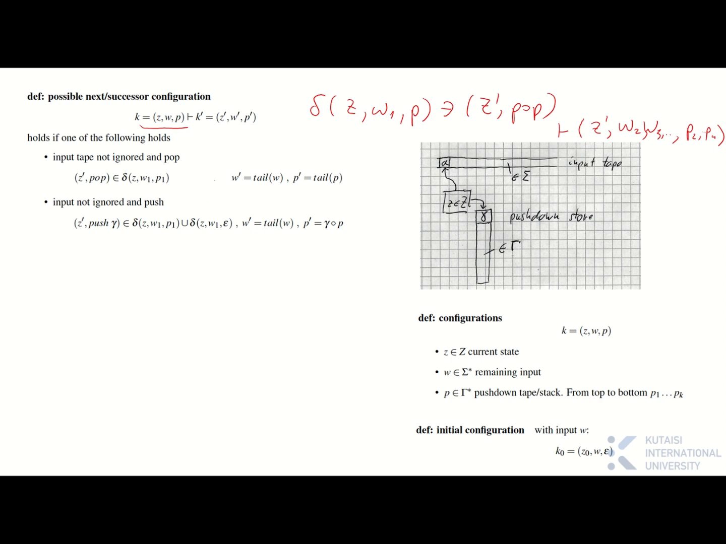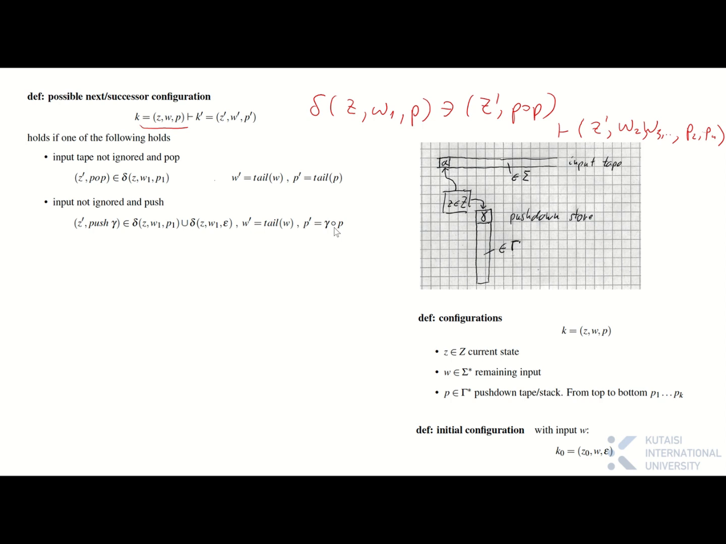Now, what if I can push? What if Z prime push gamma is there? What should happen is, if Z prime push gamma is here, the next state will be Z prime, again W2 and so on, so the word is read the same way, but now P1 will actually increase by gamma, so gamma will be concatenated with P. So if pushing gamma is there, I can push something on top. The only difference here and here is that I had the tail here and I have gamma here.